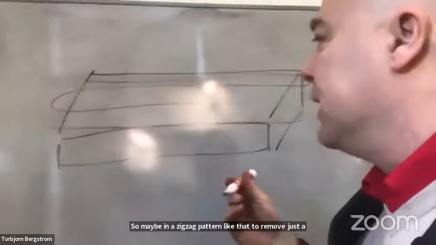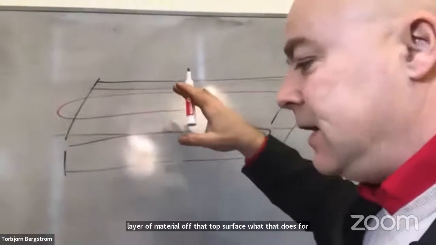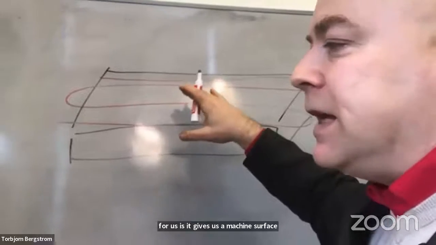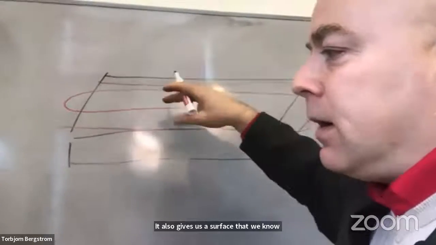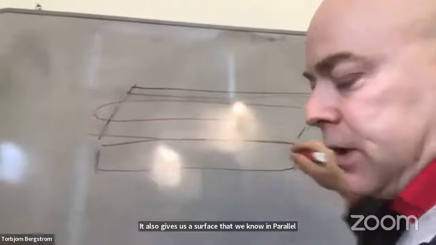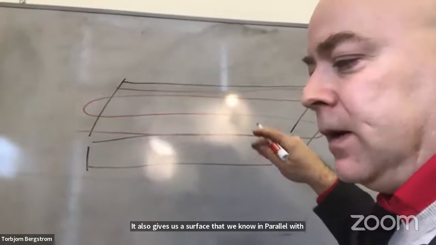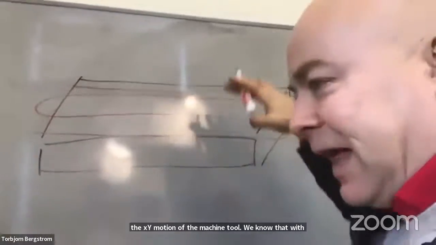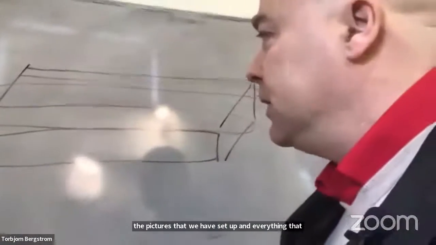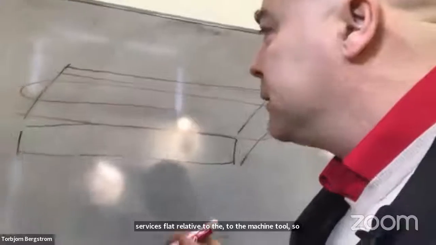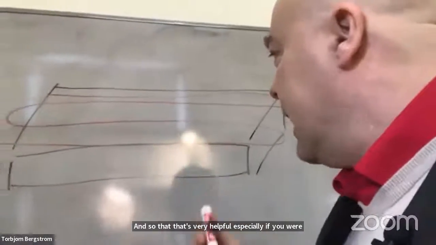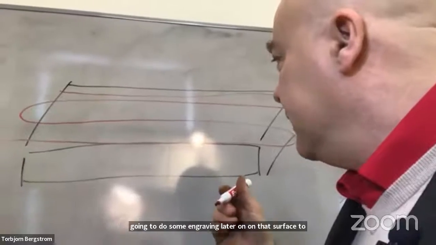What that does for us is it gives us a machine surface. It also gives us a surface that we know is parallel with the XY motion of the machine tool. We know that with the fixturing that we have set up, that surface is flat relative to the machine tool. That's very helpful, especially if you were going to do some engraving later on that surface, to know that it's aligned with the axis of the machine.